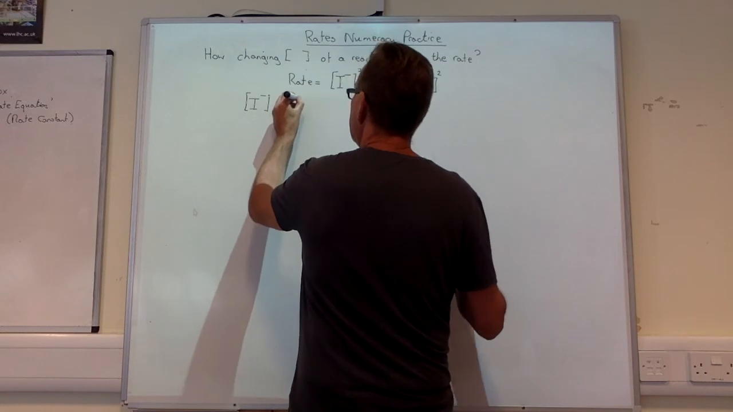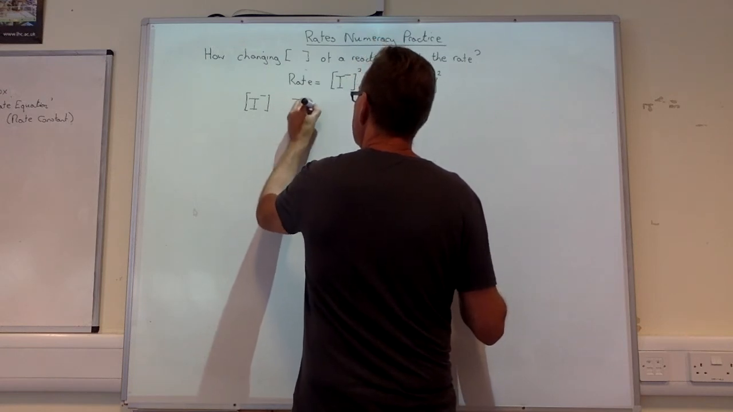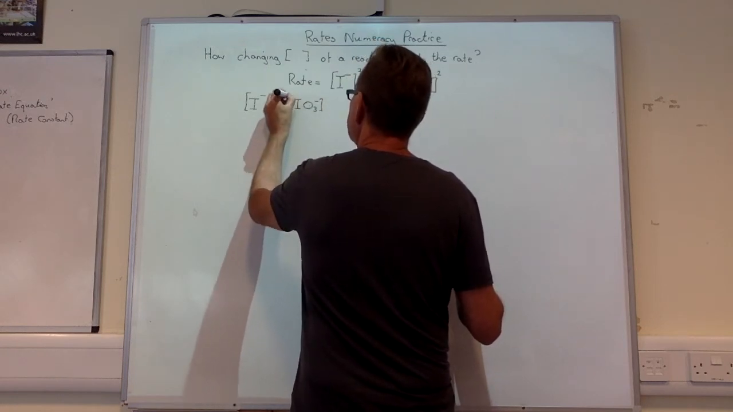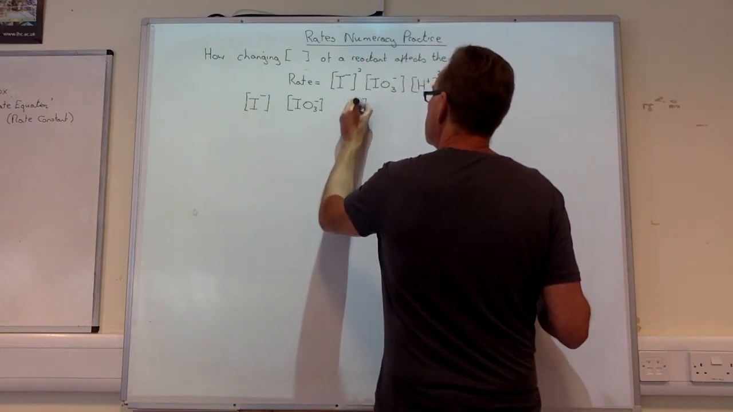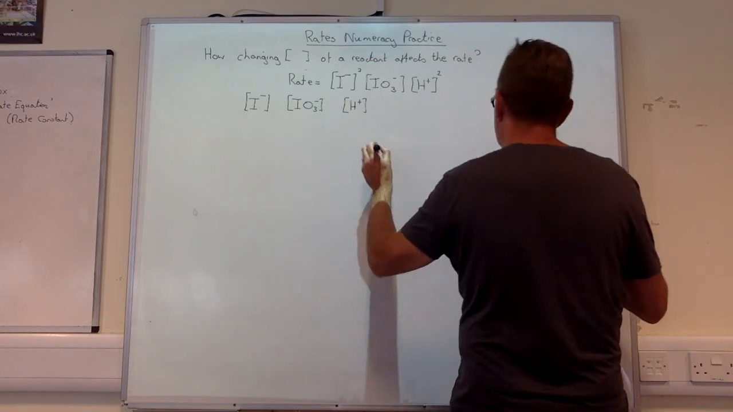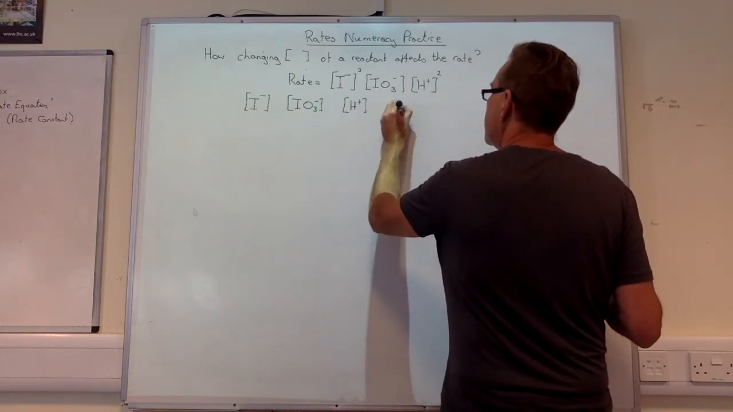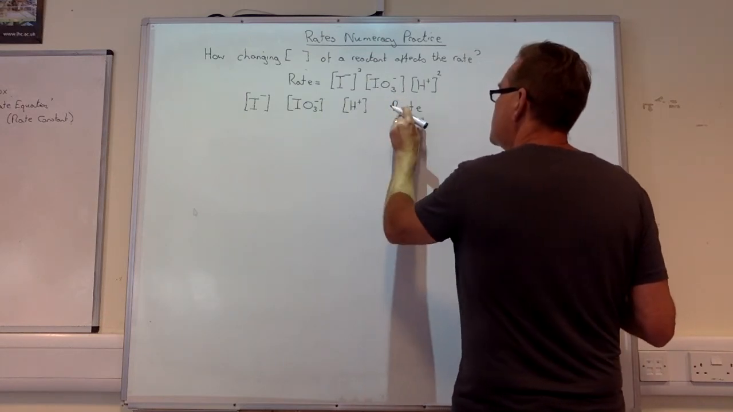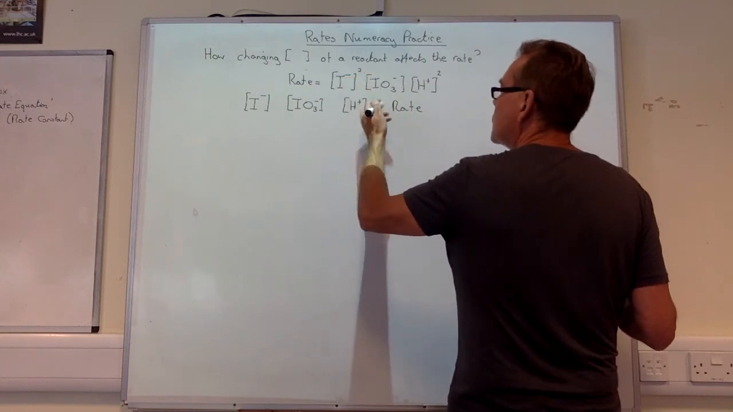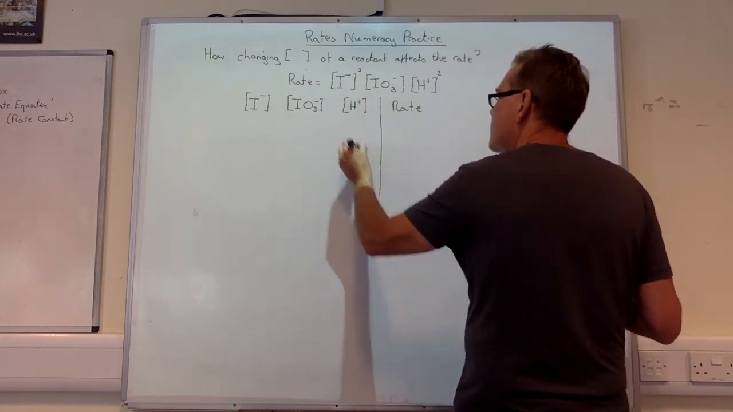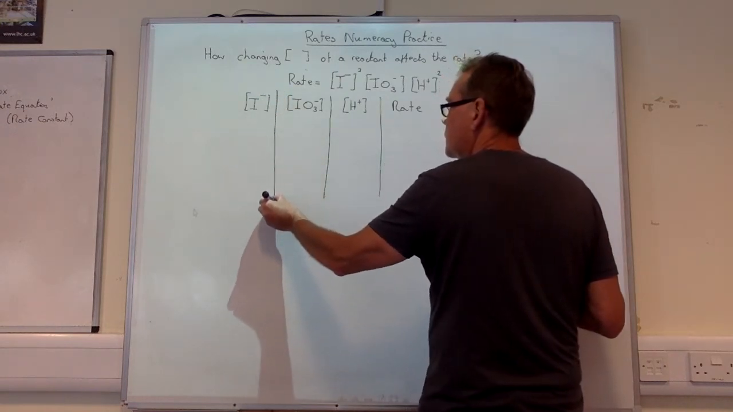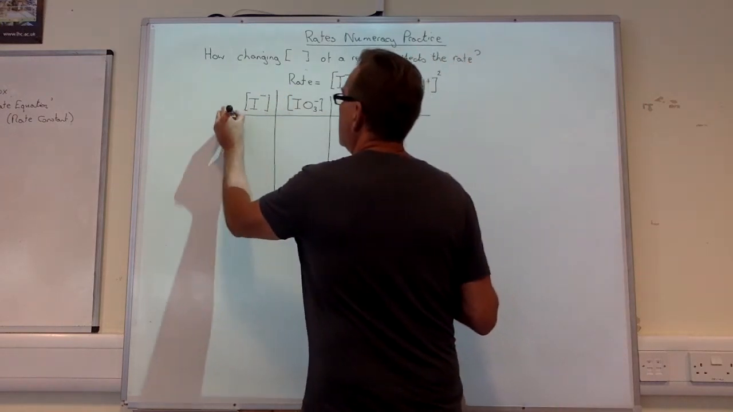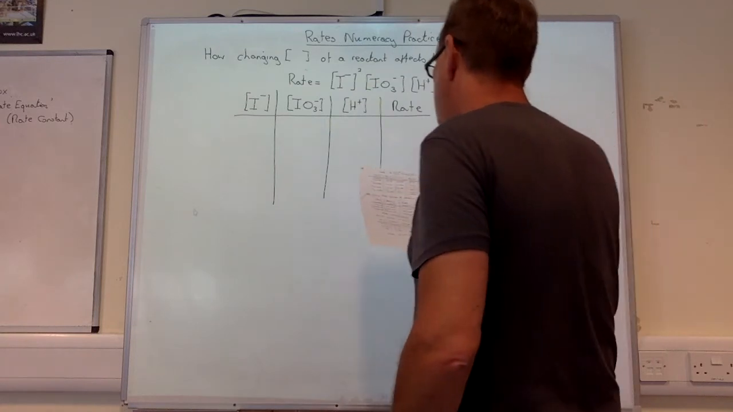Iodide. Iodate. H plus. Rate. You've got to deduce the rate given the rate equation. It's a hefty old rate equation. I should put the units in, but I'm in too much of a rush.